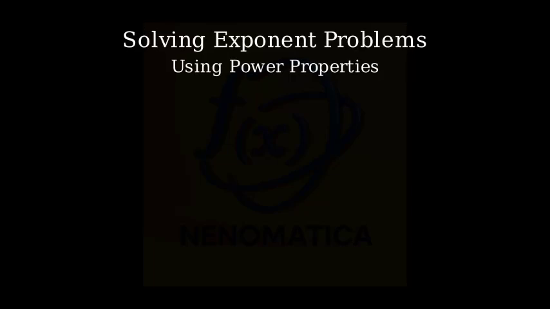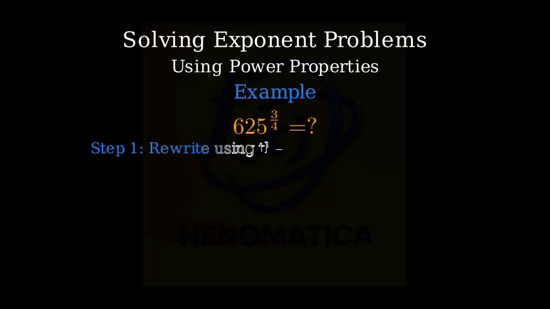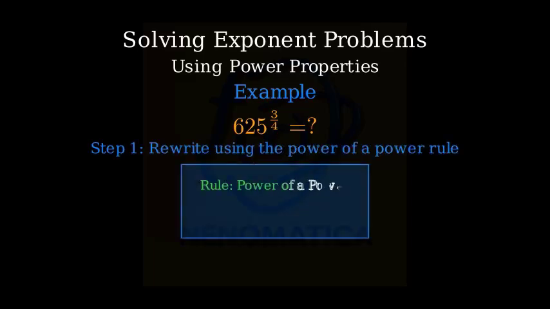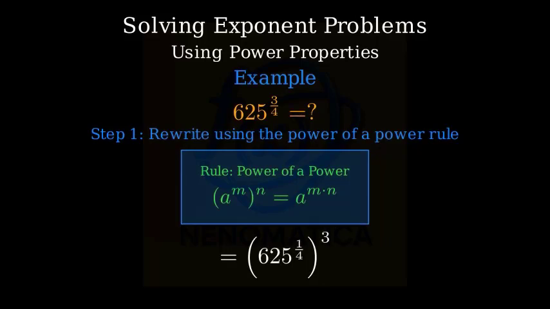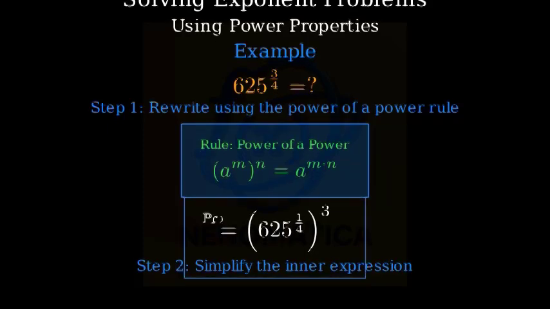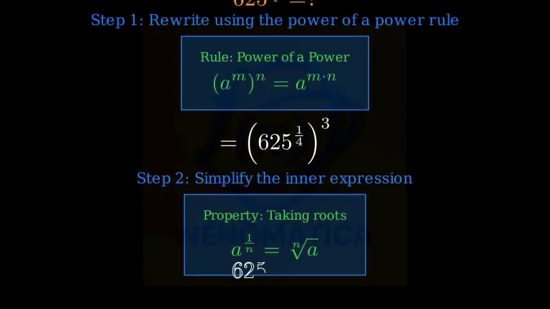Let's learn how to approach these step by step using some key exponent properties. Let's look at our first example. We need to evaluate 625 raised to the power of 3/4. First, let's rewrite this expression as a power of a power. We can write 625 to the 3/4 as open parenthesis 625 to the 1/4 close parenthesis, all raised to the power of 3. Now, we need to find 625 to the power of 1/4.